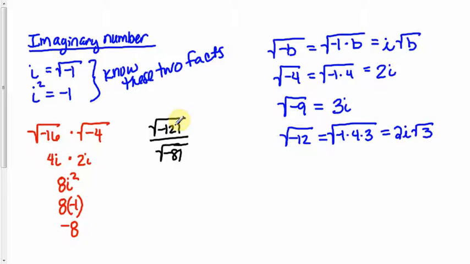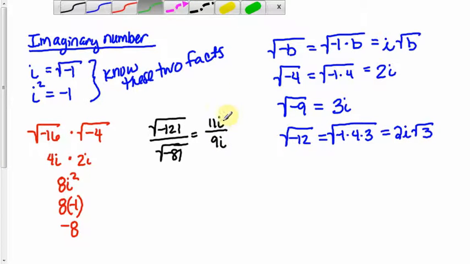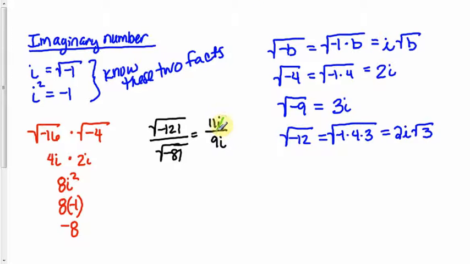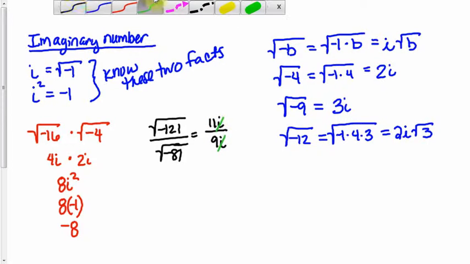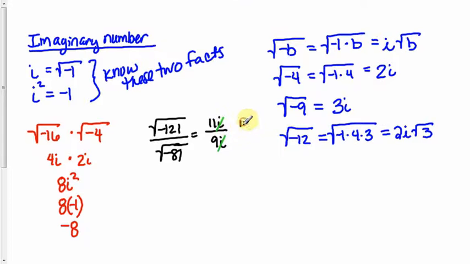Okay, the square root of negative 121 is 11i. The square root of negative 81 is 9i. Now I have i over i divided by i. What happens? They cancel. And my final answer is 11 ninths.